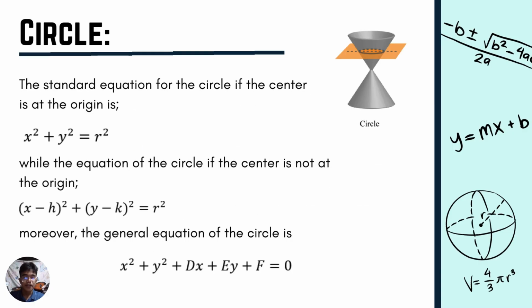The standard equation for the circle if the center is at the origin is x squared plus y squared equals r squared, while the equation of the circle if the center is not at the origin is (x minus h) squared plus (y minus k) squared is equal to r squared. Moreover, the general equation of the circle is x squared plus y squared plus dx plus ey plus f is equal to 0.